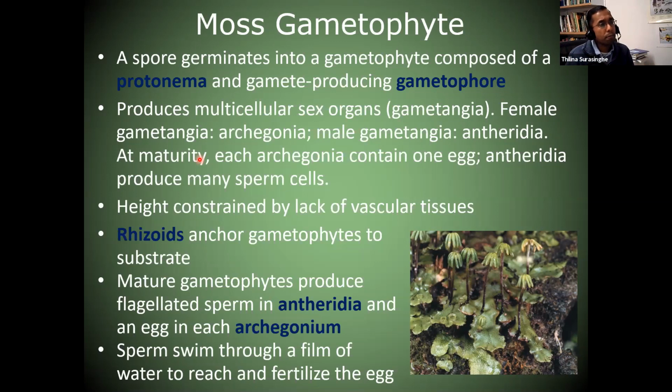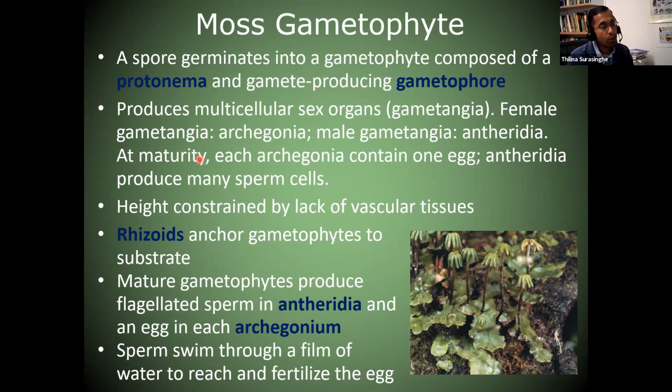Like I mentioned earlier, for most gametophytes, the height is constrained by the lack of vascular tissues. Without vascular tissues, you cannot maintain a taller tree. So the gametophyte, although it is prominent in the life cycle, is still quite short and small in size. Rhizoids help to anchor the gametophyte to the substrate, to the soil, to the rock, or to the log that the moss is growing on.